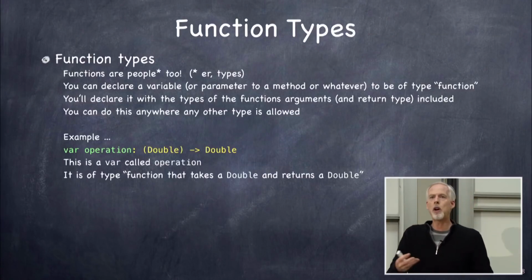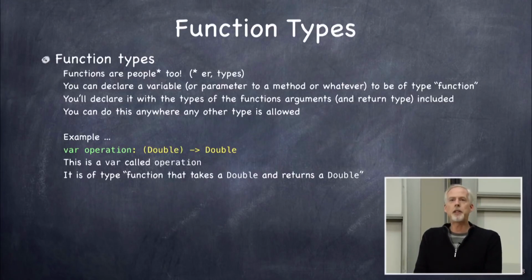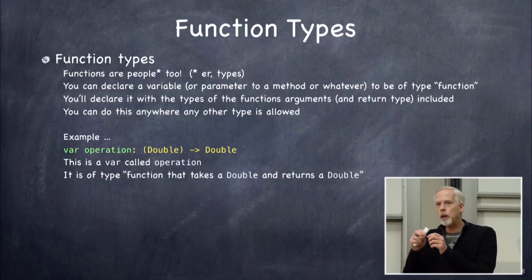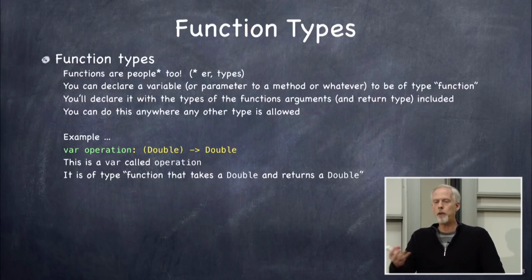I have a var here called operation. It is of type function that takes a Double and returns a Double. The syntax here is awesome. It looks just like declaring a function that takes a Double and returns a Double, just no names of arguments, but the types are all in there. This is how you declare a var that is a function. You can do it for variables, parameters passed into functions, everything. You can always do this.